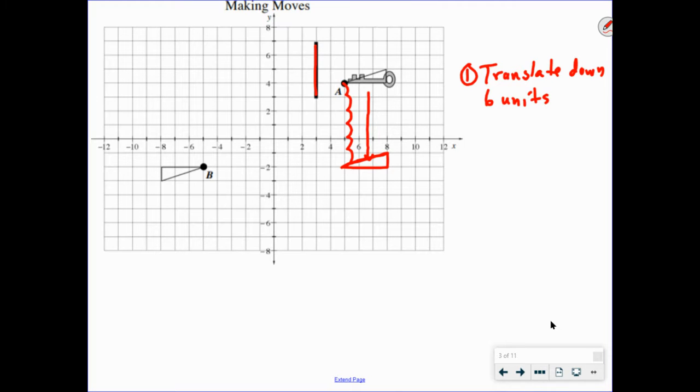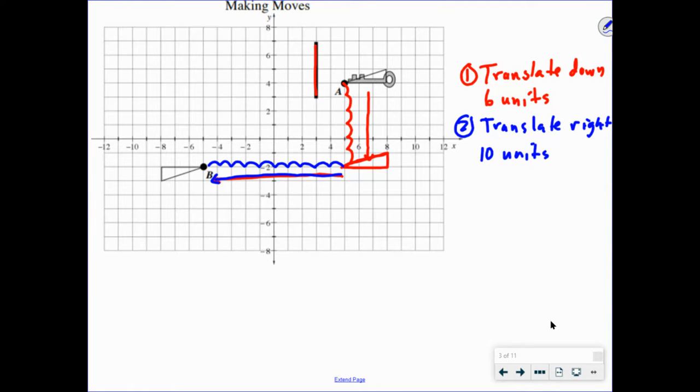Next, I'm going to translate it to the left. How many times? Well, let's see. Step number 2, I'm going to do in blue. I'm going to do 1, 2, 3, 4, 5, 6, 7, 8, 9, 10. So step number 2, I'm going to translate right 10 units. Cool. That gets me here. And now my triangle would look like this.